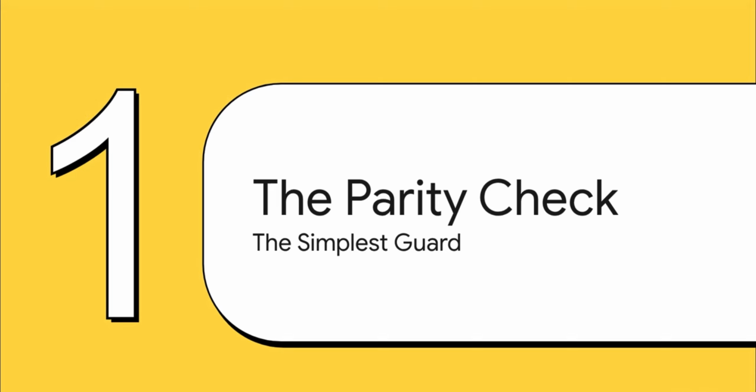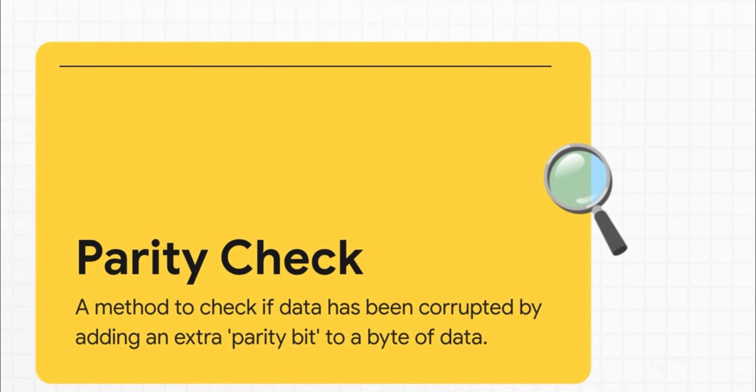So how do we actually fight back against all this digital chaos? Well, the very first line of defense is one of the oldest and, honestly, simplest tricks in the book. It's called the parity check. And the core idea? It's actually brilliantly simple. Before you send your data, you just add one extra little bit of info, a single bit, whose only job is to be a lookout. And we call this the parity bit.